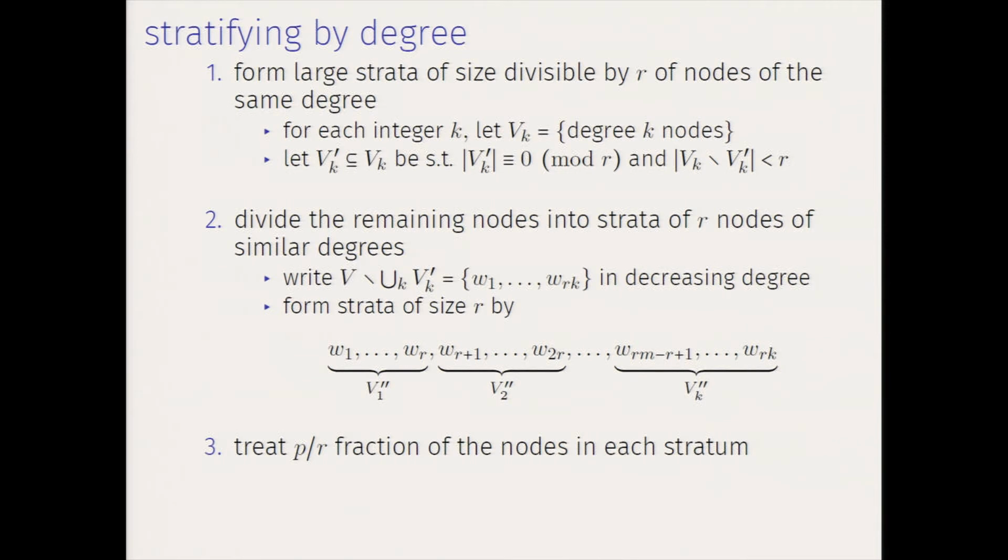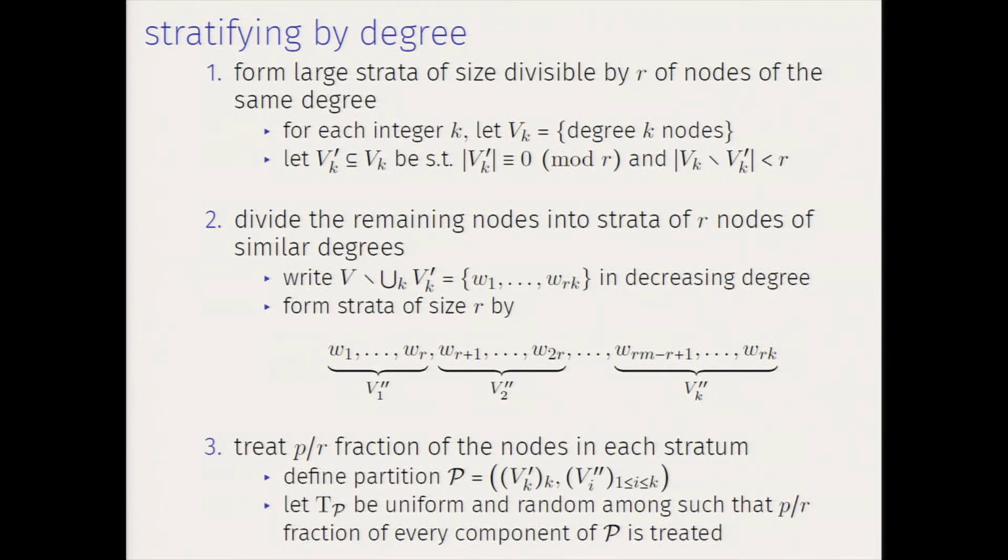And then we treat p over r nodes in each stratum. So formally, the stratification is a partition. It's these v primes, which are the large strata, and these v double primes, which are the strata of size r. And the treatment is TP, which is uniformly random among all choices of treatment, a treatment group that treats a p over r fraction of vertices in each component of the partition.